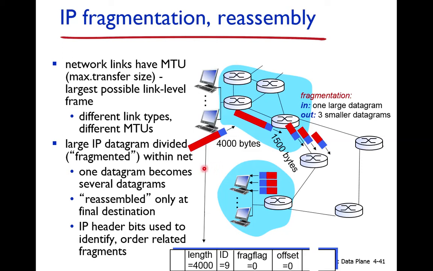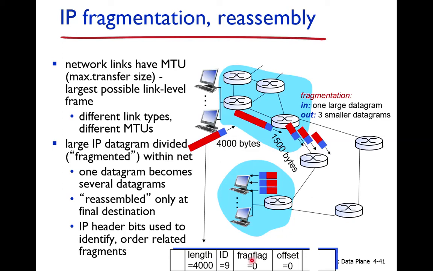The IP header bits are used. Which IP header bits? For example, when this packet is transmitted, it will have a length of 4000 bytes. This includes the header length plus the data, the IP header plus the data packet. It will also include the ID, which means identifier. When the packet originates from here, it will have an identifier, for example identifier 9. This identifier 9 will be present in the packet until it reaches the destination.